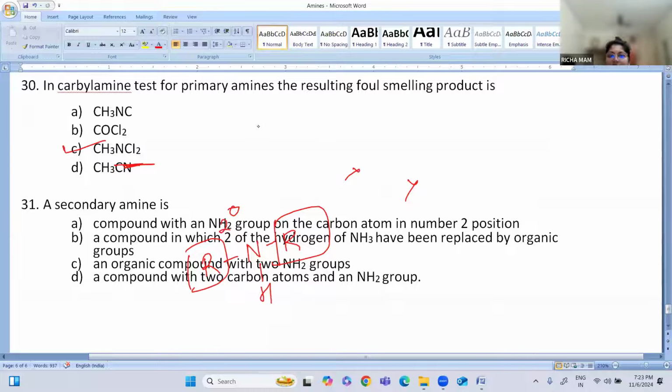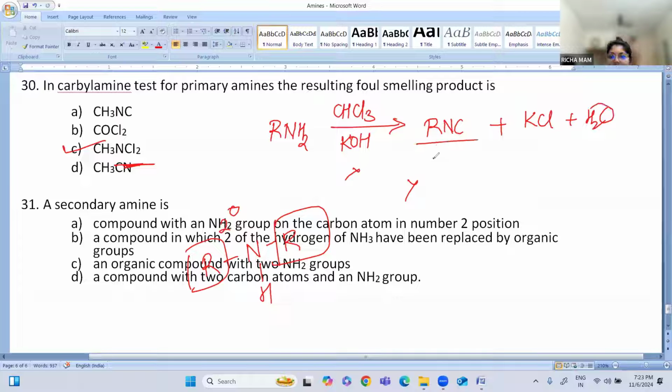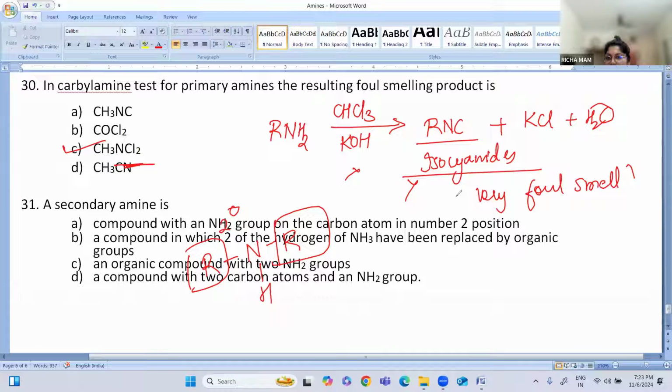So how is the carbylamine test done? Let me explain the carbylamine test also. You have amines reacting in the presence of chloroform, CHCl3, and KOH, caustic potash. What are you going to get? You get isocyanide, KCl plus water. So this is the carbylamine test. It gives you a very bad smell, a very foul smell. Is it clear? So option B is the answer.